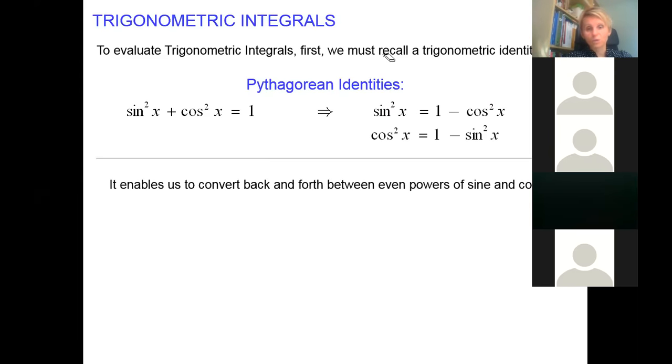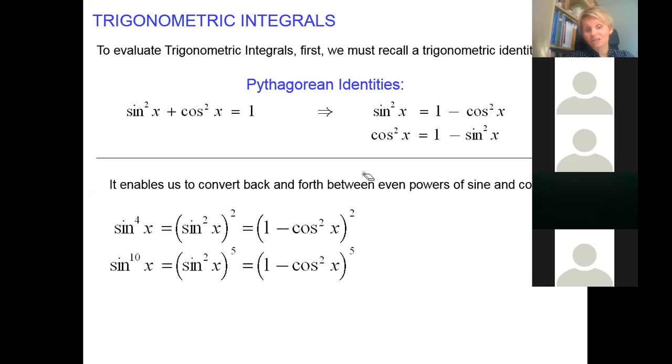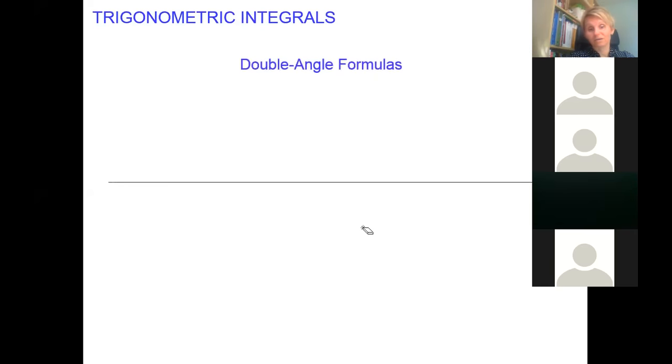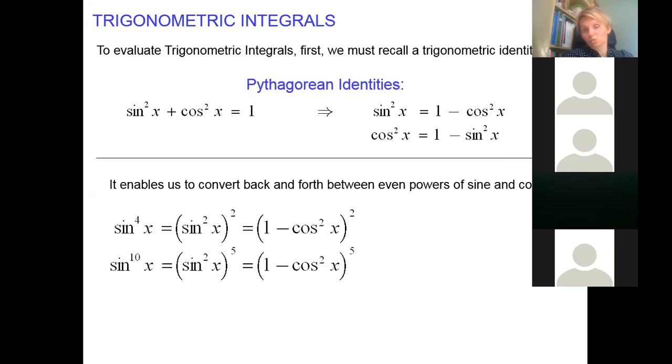We can also look at higher exponents, like sine to the power of 4. I can rewrite it as sine squared, squared again, and sine squared, of course, is 1 minus cosine squared of x. Or even higher, like 10, which is 2 times 5, so a square to the power of 5. We can keep going with them. Please remember that even exponents are quite good to rewrite using the Pythagorean identity.